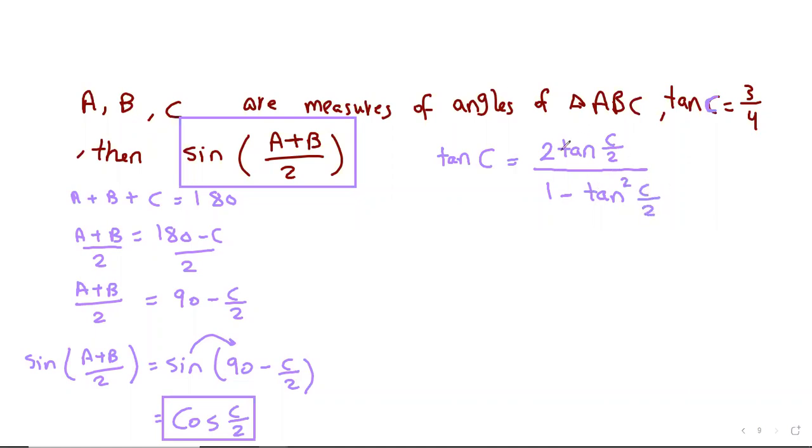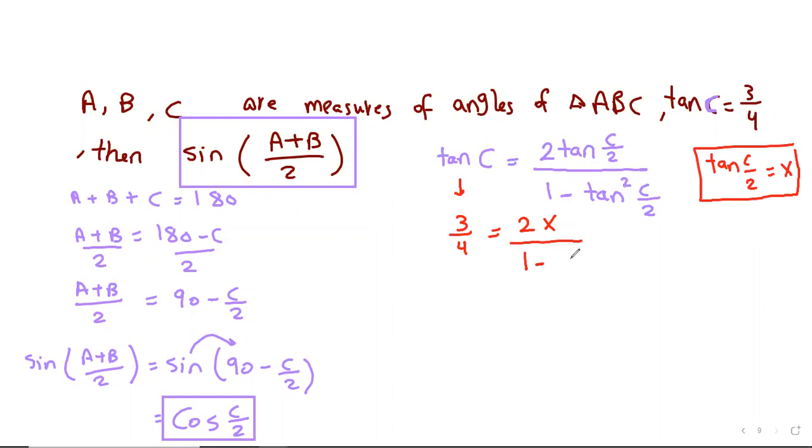To save a lot of writing and save a lot of time, instead of tan C over 2, we can write it as X. So tan C, which is given as 3 over 4, equals 2X over 1 minus X squared. Cross multiplying, 8X is equal to 3 times 1, 3, minus 3X squared.